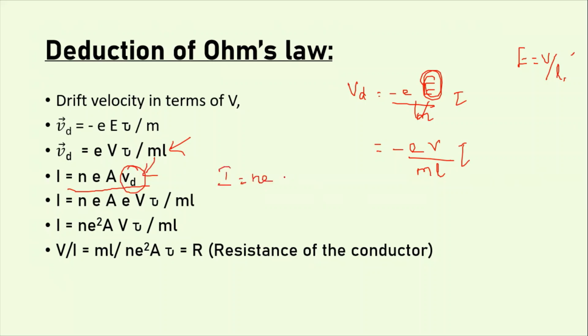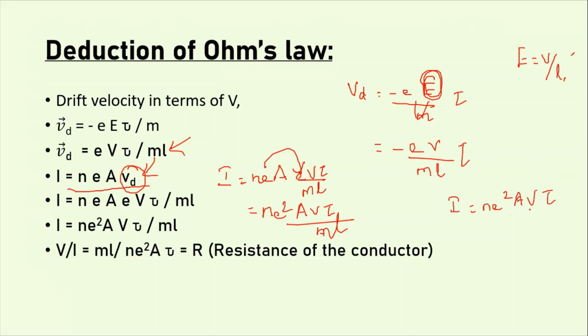I is equal to N e A times eV tau by mL. Now what happens here? e into e becomes e square. So I is equal to N e square A V tau by mL. Correct? Now if we bring V by I, we will get the resistance R. So now we have to take this to this side. I'll write it here: I is equal to N e square A V tau by mL.